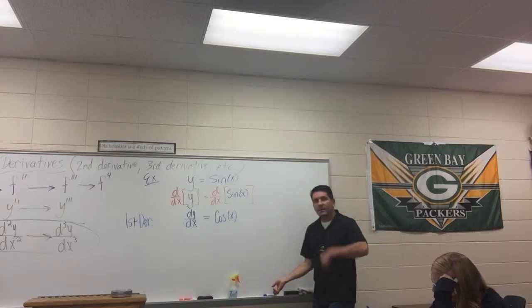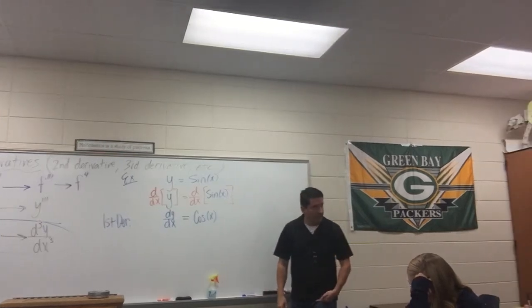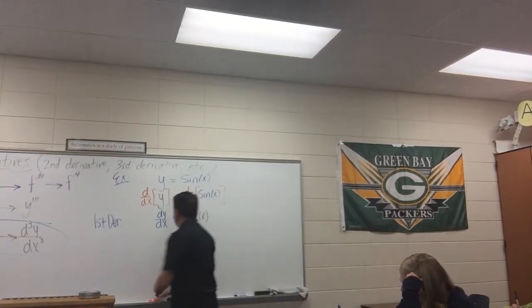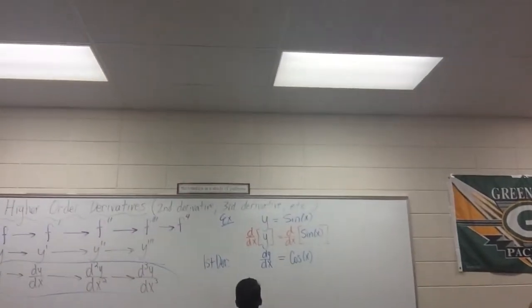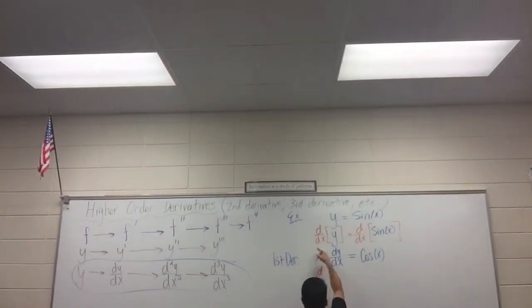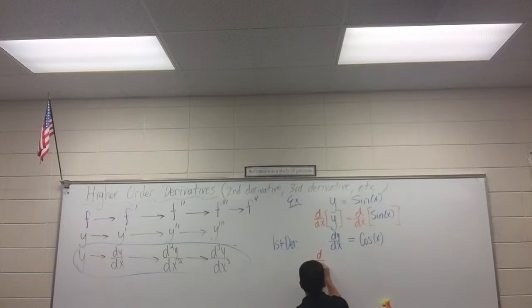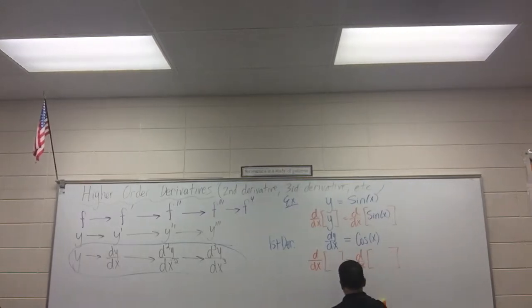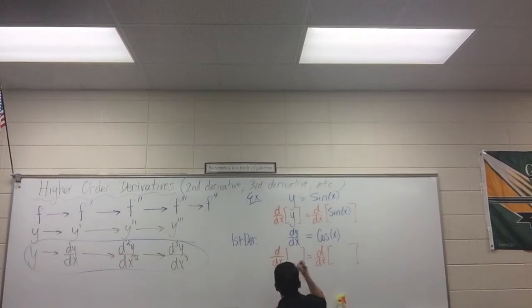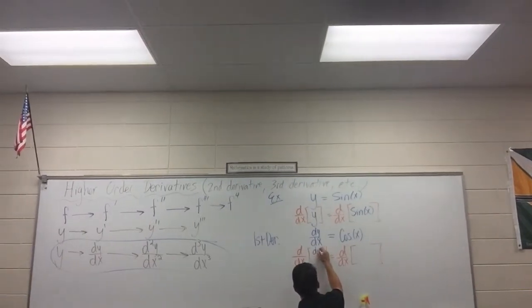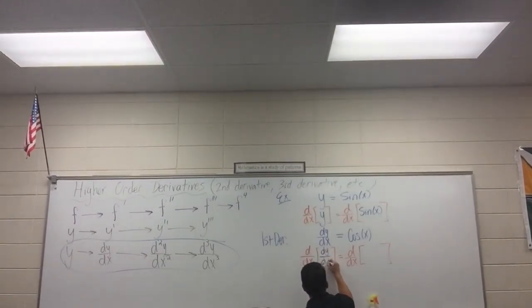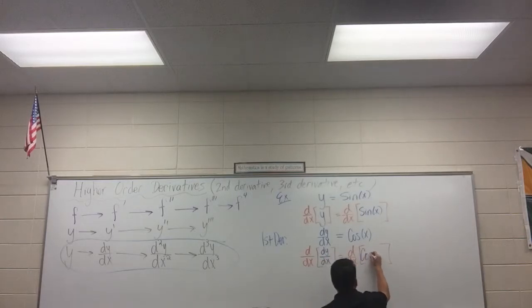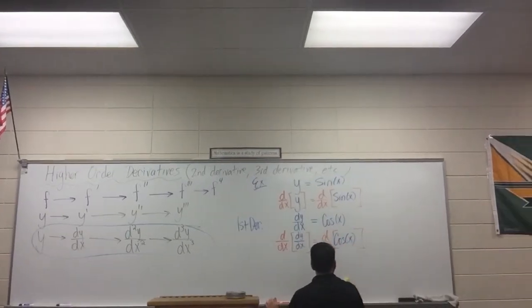Now let's find the derivative of the derivative. So watch this notation. This is the key right here. What I'm going to do is the same thing I did up there, where I'm finding the derivative of the derivative. So the derivative of dy dx and the derivative of the cosine.